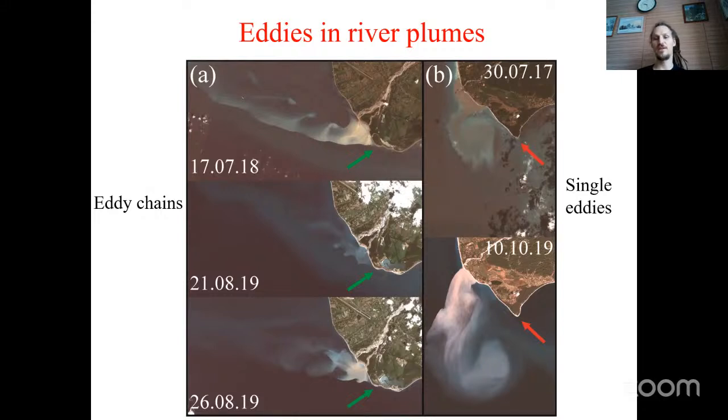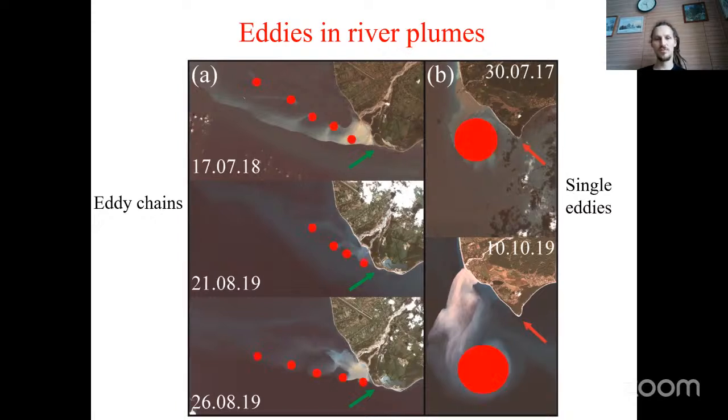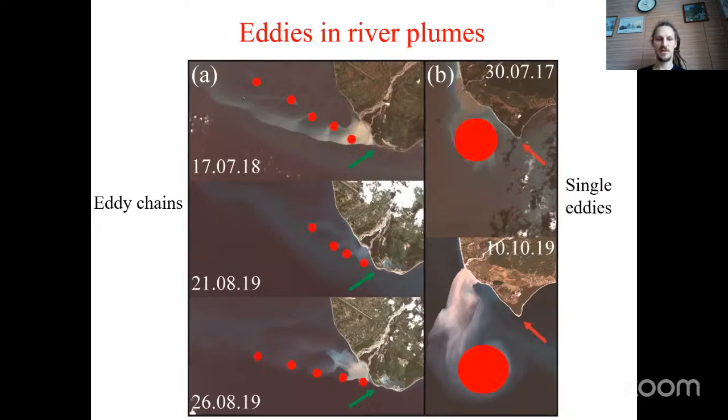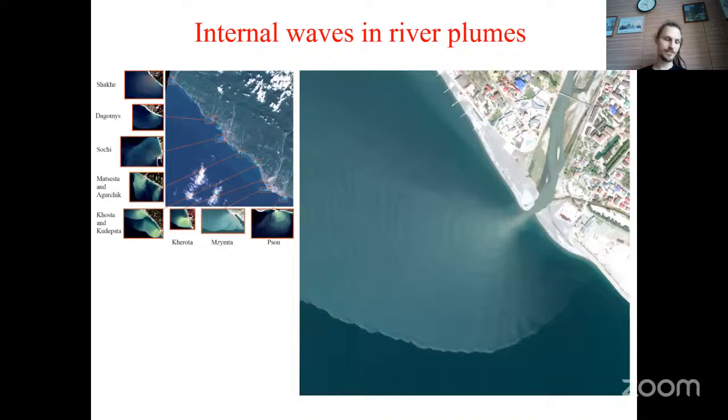And on the right panels, you can see the big eddies formed after the cape, which also captures the plume and changes it in area. So you can see the red dots which indicate these eddy chains and single eddies. And we can detect internal waves in river plumes.